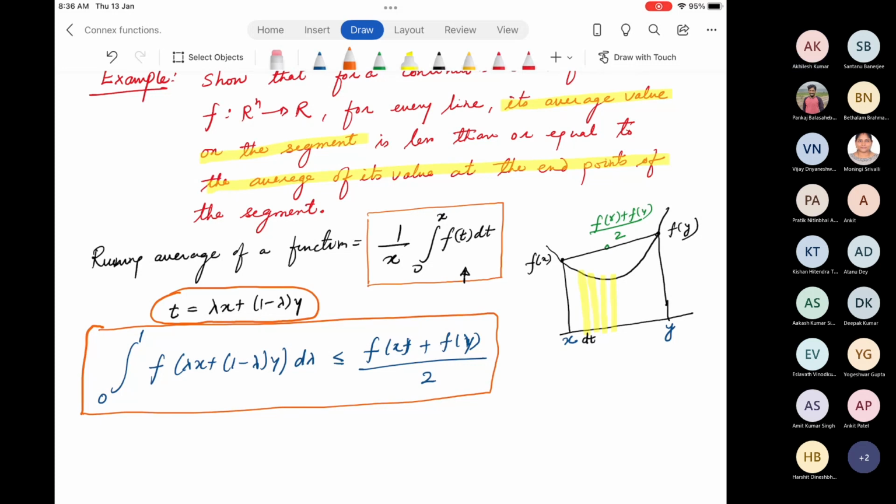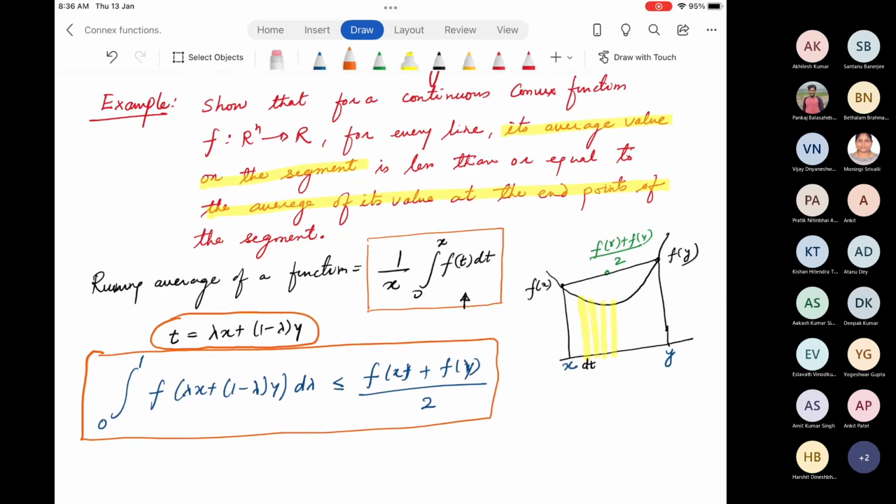Since f is a convex function, f of lambda x plus 1 minus lambda y is less than or equal to lambda f x plus 1 minus lambda f y, and d lambda will always be there. Then the first part becomes f x lambda square by 2 after integration, and the other part becomes f y times lambda minus lambda square by 2. Once we have this expression, we can integrate it and find the result. I believe that's what you are trying to say.